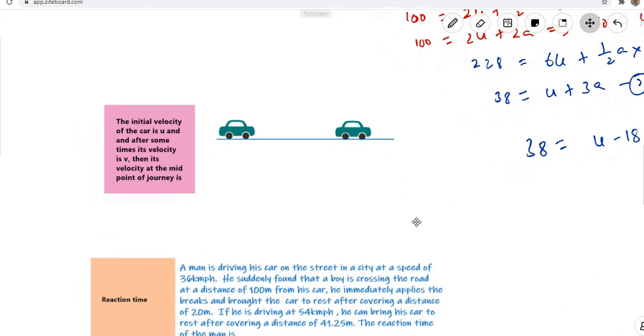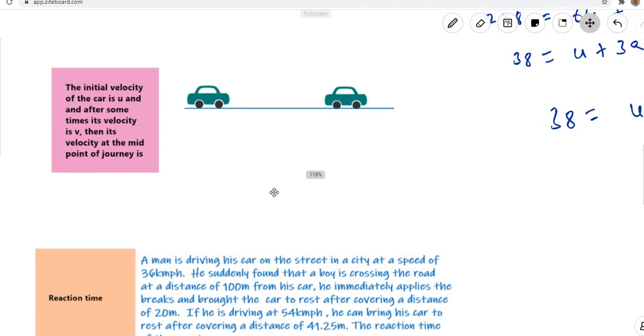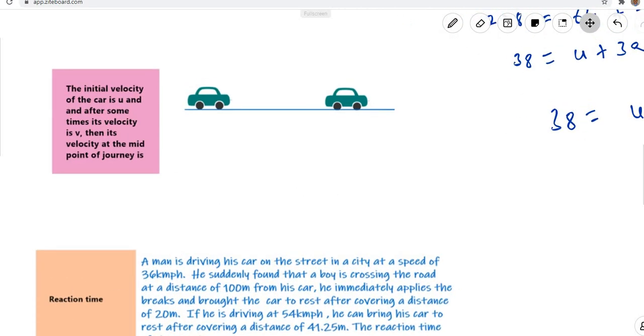So what is the second problem? This is a very simple problem. It's saying that the initial velocity of the car is u. Let's take this car is moving with velocity u, and after some time its velocity is v. Okay, this is v. Then its velocity at the midpoint of the journey.